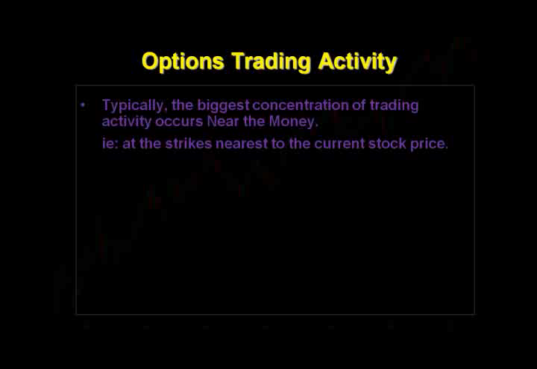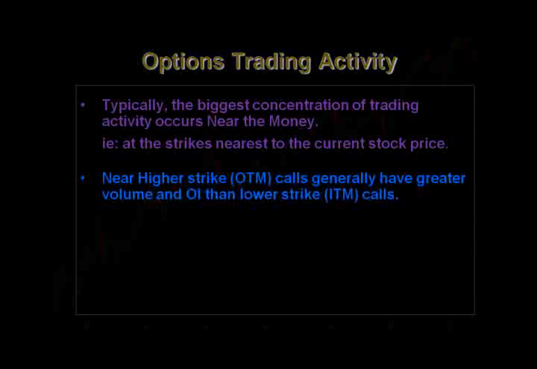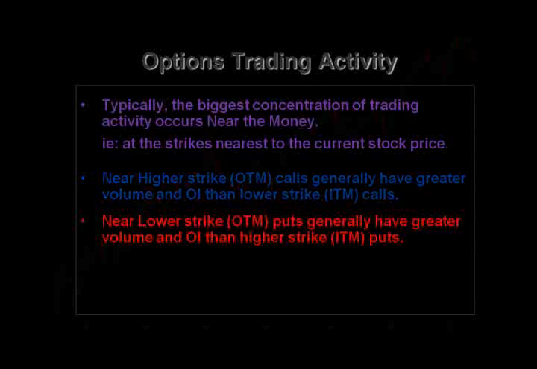Well, typically, the biggest concentration of options trading activity occurs near the money. In other words, at the strike prices that are nearest to the current stock price. Now, here's a phenomenon that you may have noticed if you've been trading options. The nearer higher strike or out-of-the-money calls generally have a greater volume and open interest than the nearer lower strike or in-the-money calls. Similarly, the nearer lower strike or out-of-the-money puts generally have greater volume and open interest than the nearer higher strike or in-the-money puts.